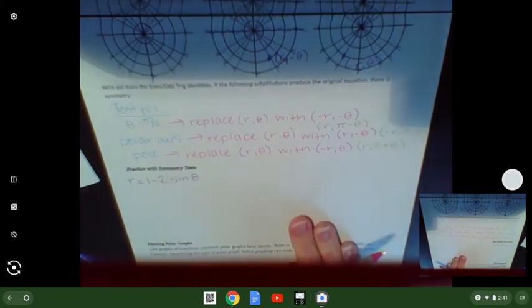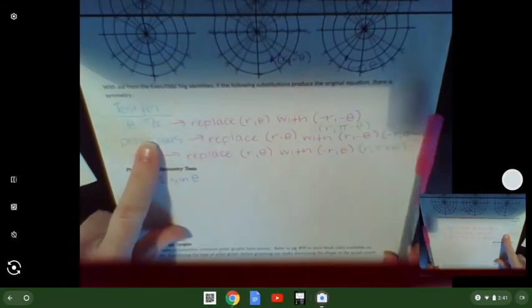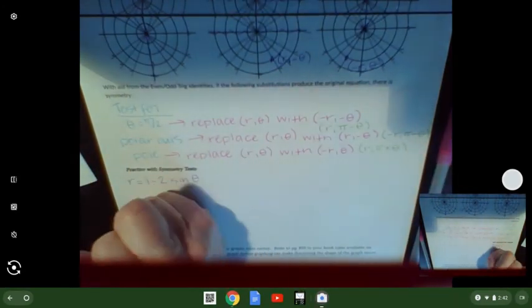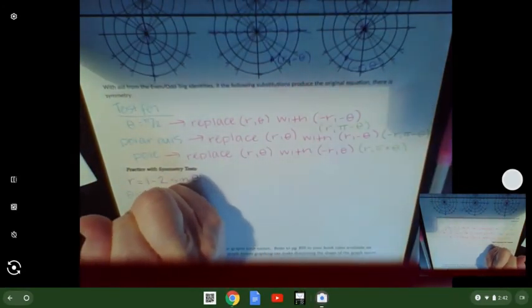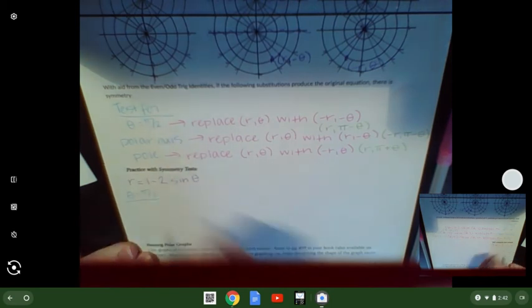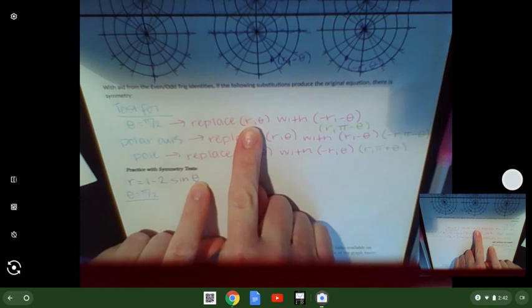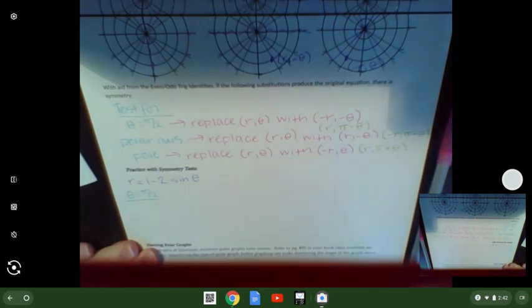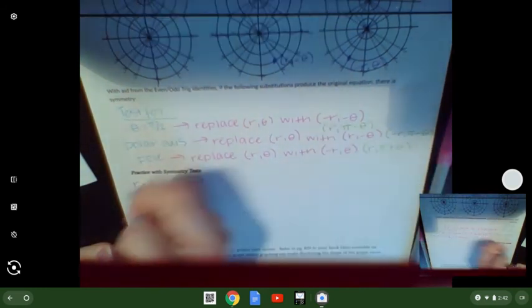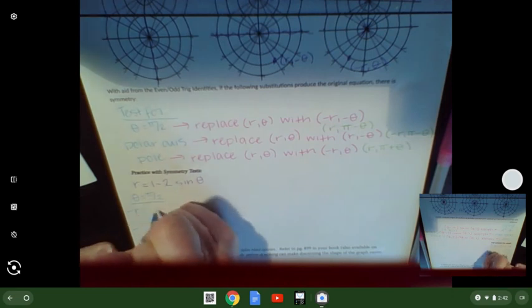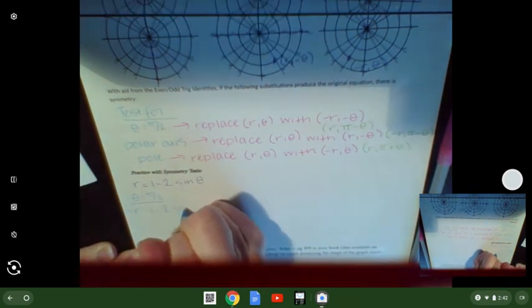So I am first going to test for symmetry with respect to theta equals pi over 2. So in order for me to do that, I am going to go through my equation and I am going to replace all the r's and the thetas with negative r, negative theta. So I am going to replace my r with negative r and my theta with negative theta.